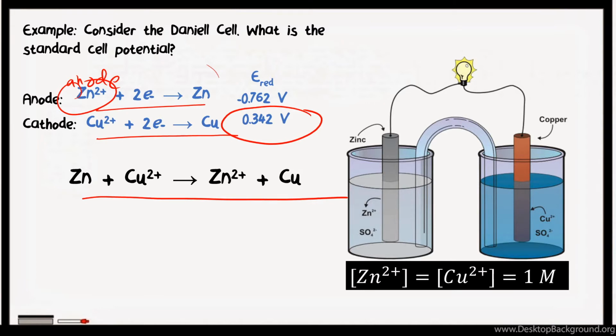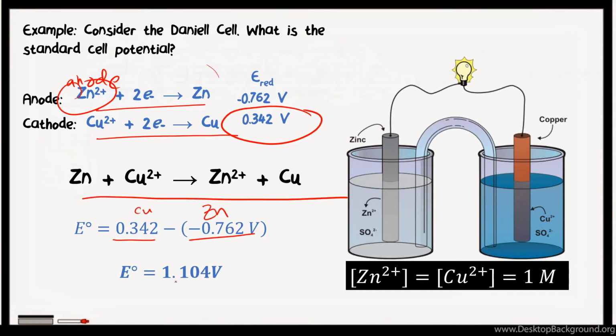Zinc will be corroded to zinc 2 plus while copper 2 plus will be reduced to copper during our electrochemical cell. And to get the standard cell potential, we just use our formula. E naught is equal to standard reduction potential of copper minus the standard reduction potential of zinc. This is copper and this is zinc. Getting this one would have a standard cell potential of 1.104 volts. And this is always positive for a spontaneous electrochemical cell.